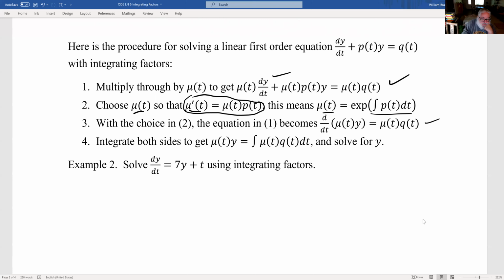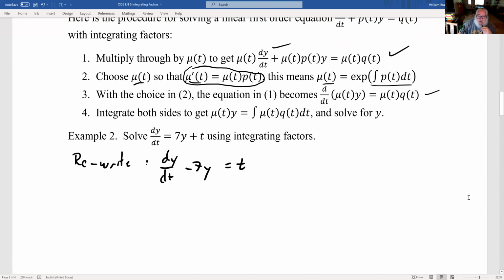So we want to solve this. And we want to make sure that my y term is on the same side as my dy dt term. Great. So what's mu? There's our formula for mu there.